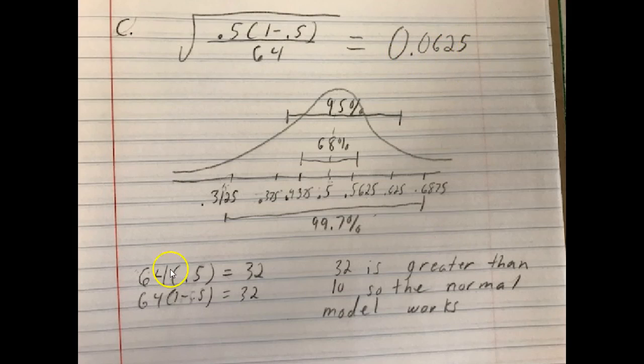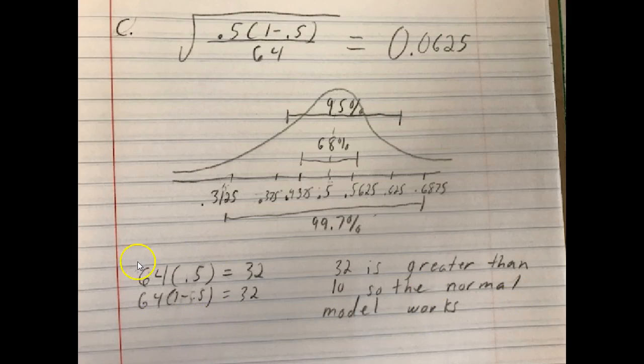So here, if we come down here, draw it out, we see that now 68% of our data falls between 0.4375 and 0.5625. We see that 95% of our data falls between 0.375 and 0.625. 99.7% of our data goes between 0.3125 and 0.6875.